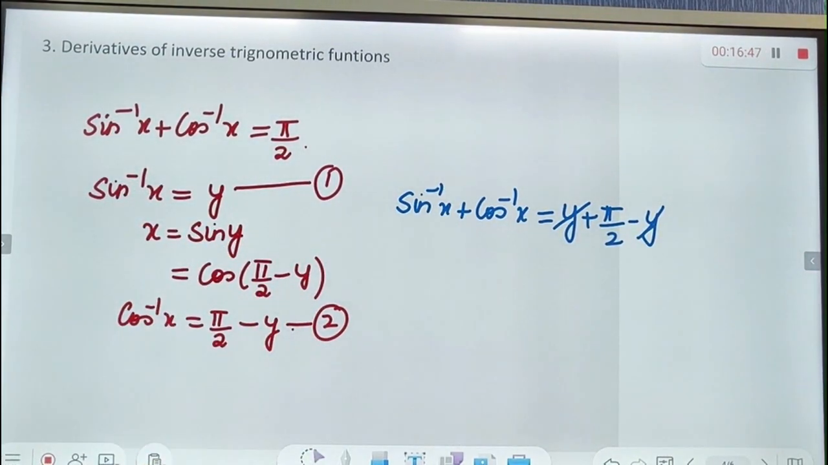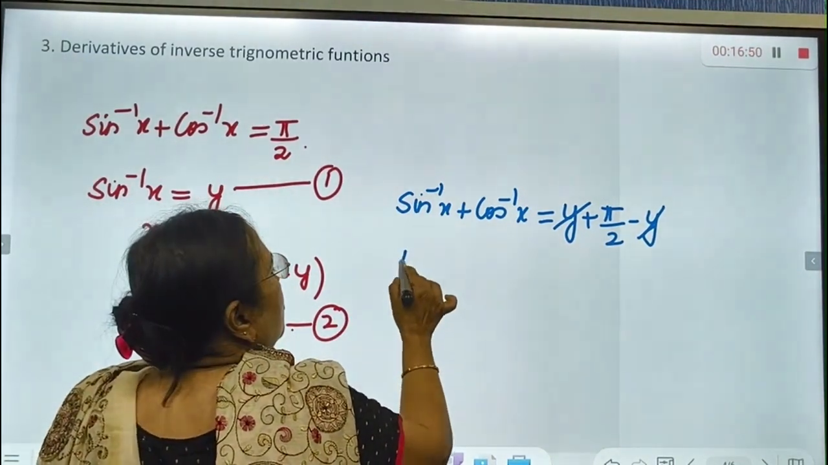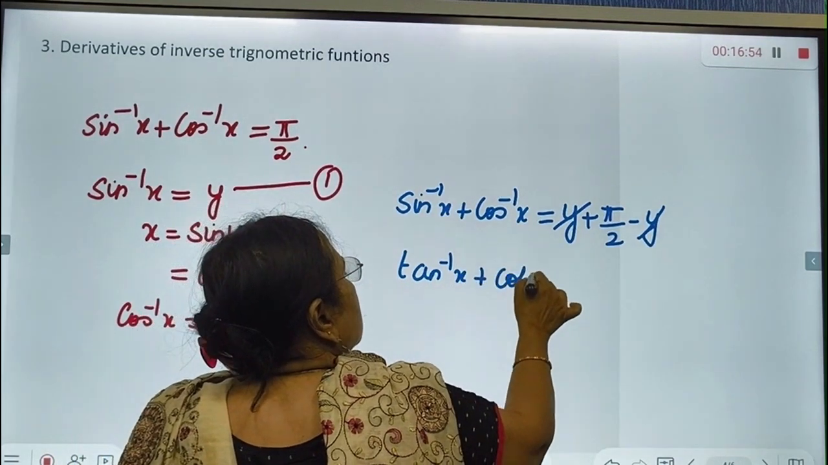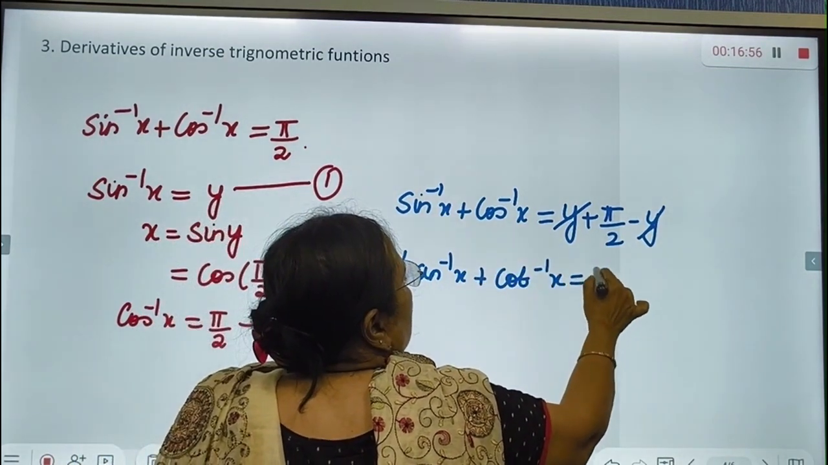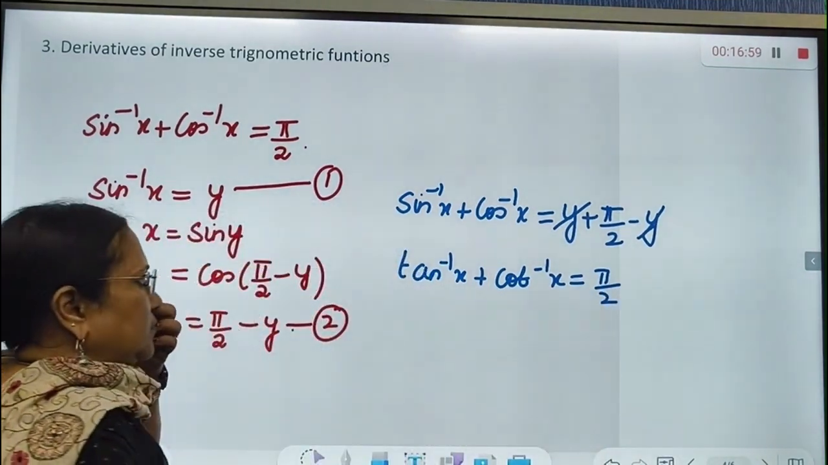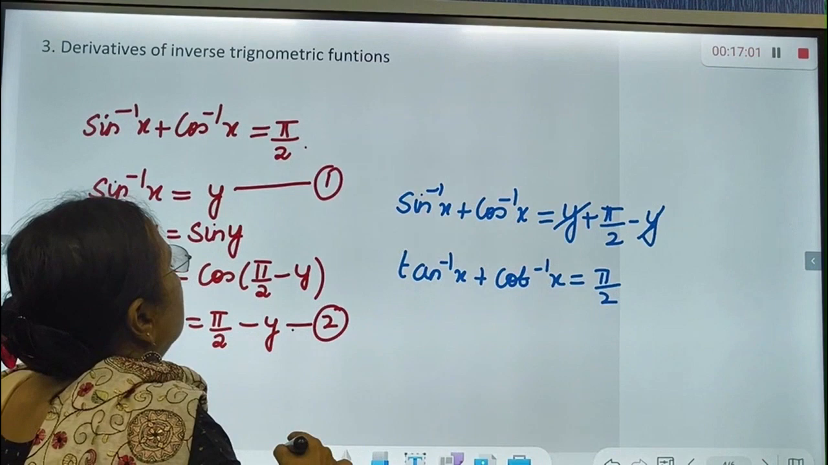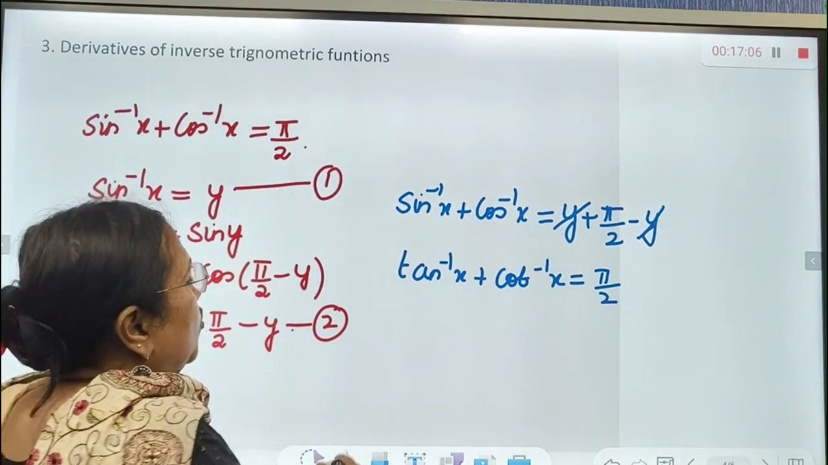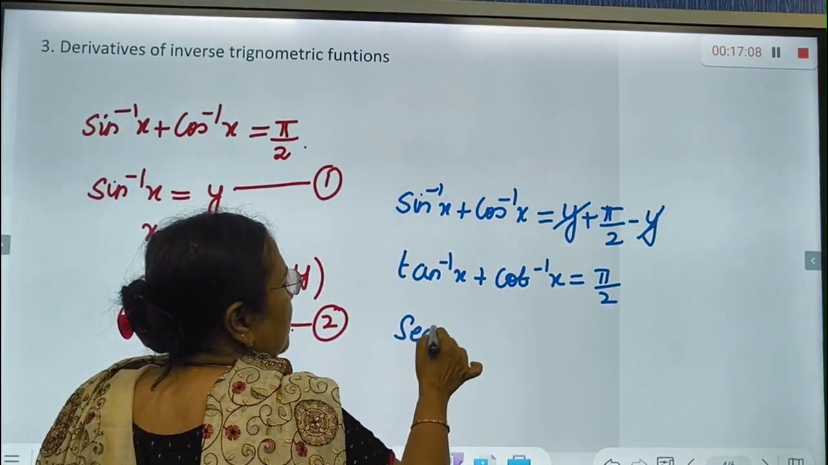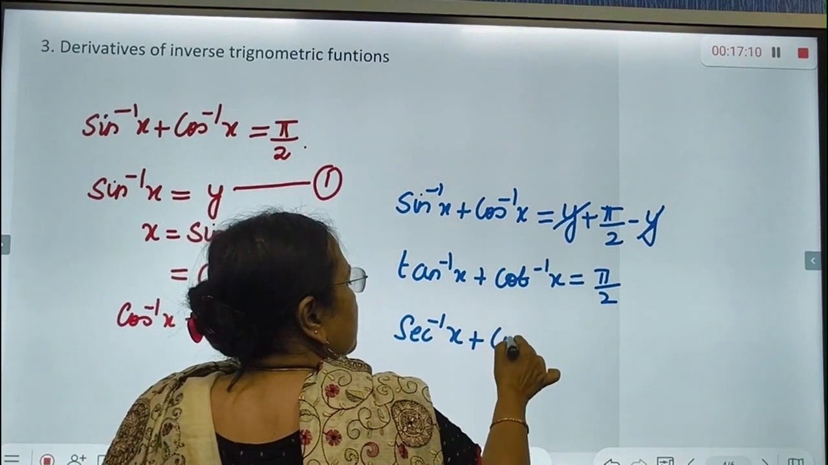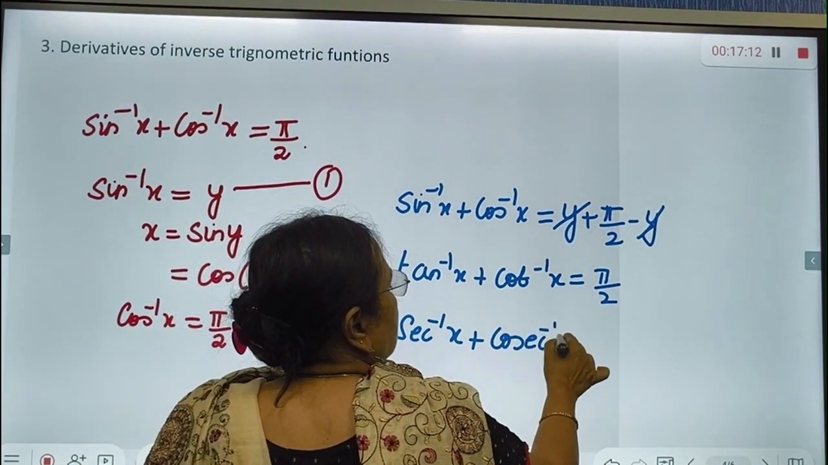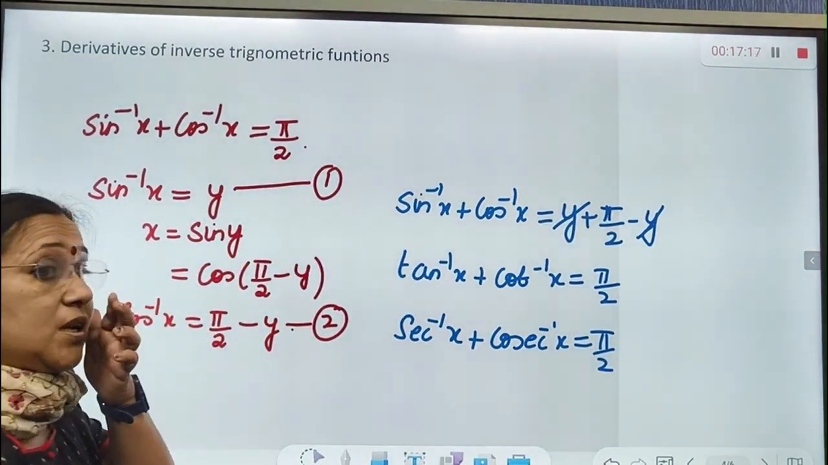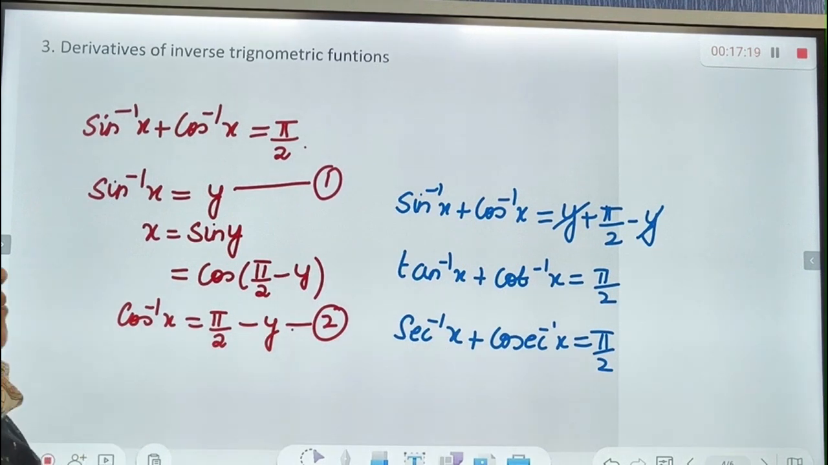By similar arguments, you can also prove tan inverse of x plus cot inverse of x equals pi by 2 for all x in R. The first one is when x belongs to the closed interval minus 1 comma 1. Now secant inverse x plus cosecant inverse x can also be proved to be pi by 2 for all x in R minus the closed interval minus 1 comma 1.